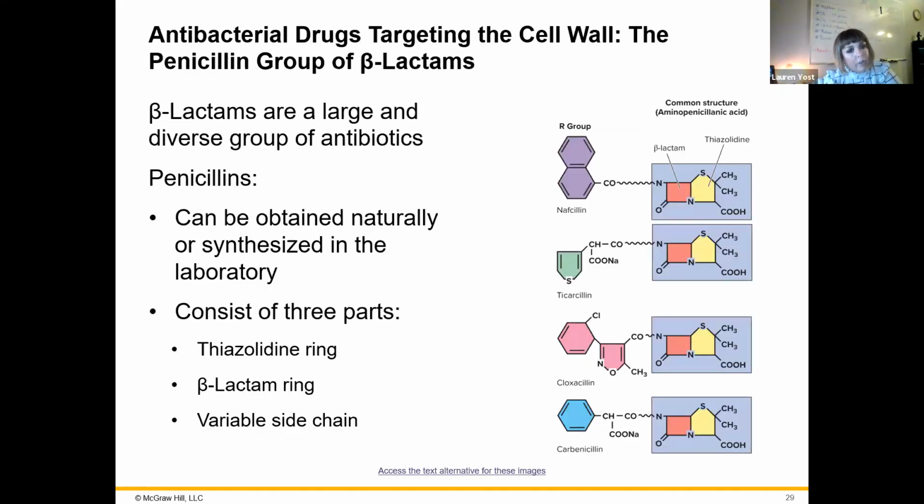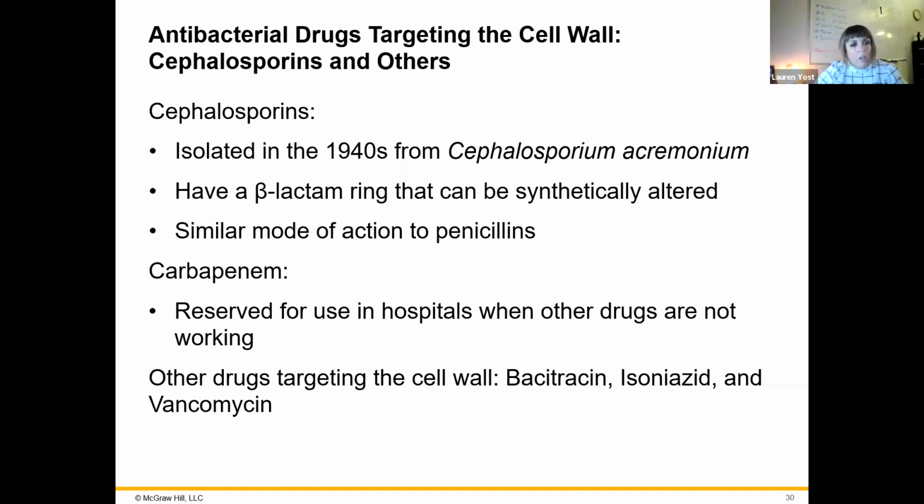So the first set that we have are our cell wall drugs. These ones are going to be our penicillins. They all are going to have this group called a beta-lactam ring. So this is the beta-lactam ring, looks like a square in this picture. And that is a defining characteristic of these drugs. So we have the beta-lactam ring, the thiazolidine ring, and a variable side chain of some kind. I don't need you to worry too much about that, but definitely be aware of that beta-lactam. That's very important. We can't synthesize versions of these in the laboratory. So then we also have the cephalosporins. They also have a beta-lactam ring.